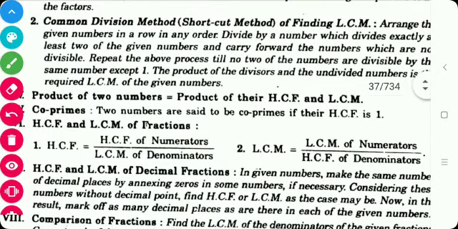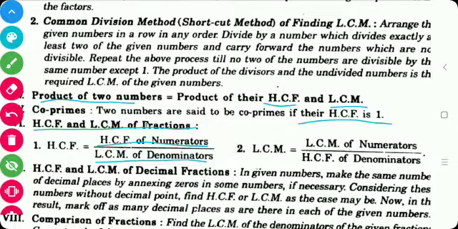Then the next formula: the product of two numbers is equal to the product of their HCF and LCM. Co-primes: two numbers are said to be co-prime if their HCF is 1. Then HCF and LCM of fractions. HCF of fractions is equal to HCF of numerators divided by LCM of denominators. LCM of fractions is equal to LCM of numerators divided by HCF of denominators. So these are the formulas for finding the HCF and LCM.